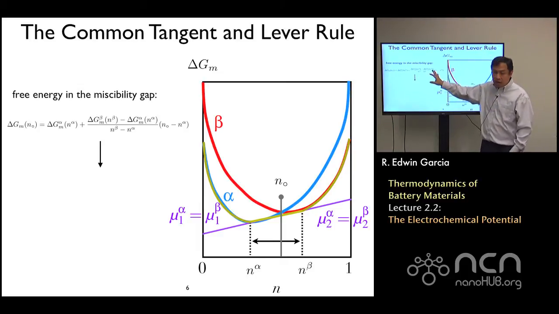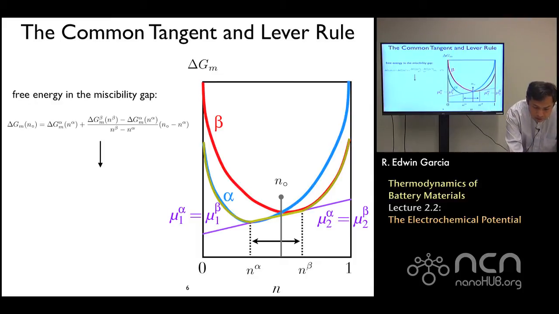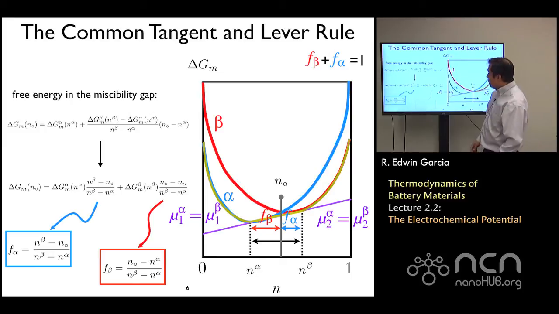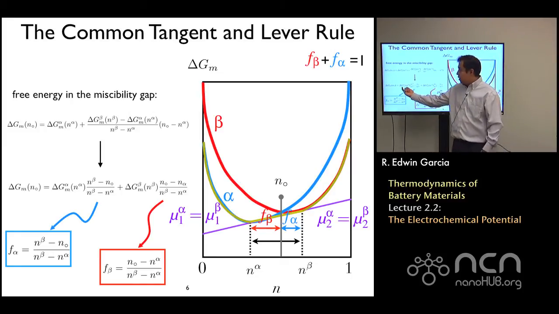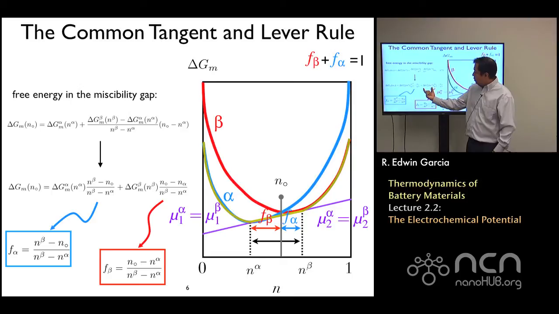If we do that, and if we reorganize those terms, what we find is that we can indeed rewrite things in terms of the Gibbs free energy of mixing of the alpha phase in the limit of the composition of N alpha, and the same for the Gibbs free energy of the alpha phase evaluated at N beta.